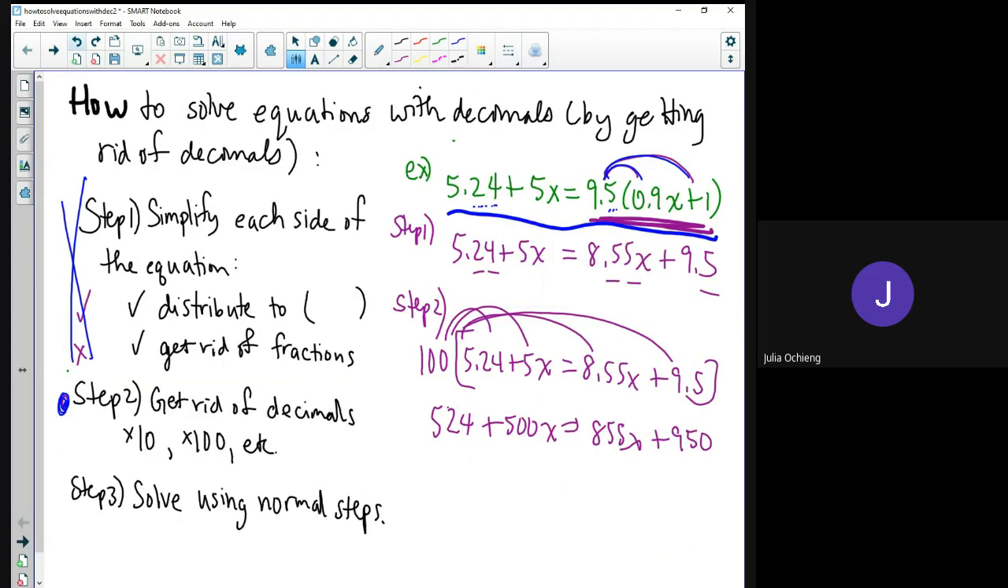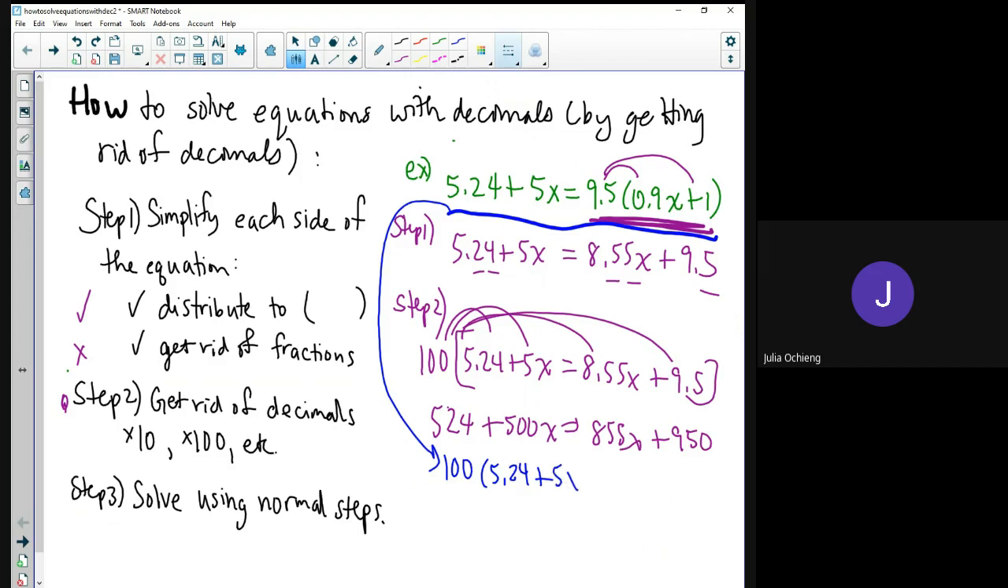So the most decimals I see here is 2, because the 5.24 has 2, and then the 9.5 and 0.9 might have as many as 2. Okay. Anything else? We'll leave that alone. All right, so I'm going to take this and I'm going to multiply this straight by 100 straight off the bat. So I'm skipping step 1 and I'm going straight to step 2.